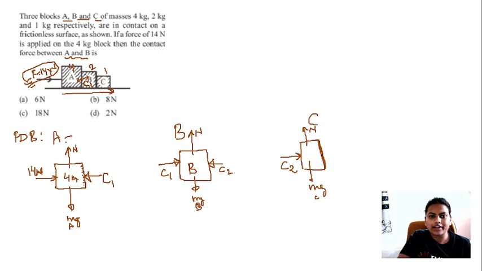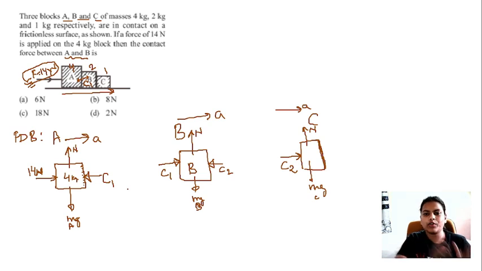So I can write acceleration A, because all three bodies A, B, C are moving together. Now we have drawn the free body diagram for A, B and C. We know that A, B, C together are moving with acceleration A. So let's write down the equations. We are not interested in the y direction, we are only interested in the x direction. I am writing only the equations in the x direction.